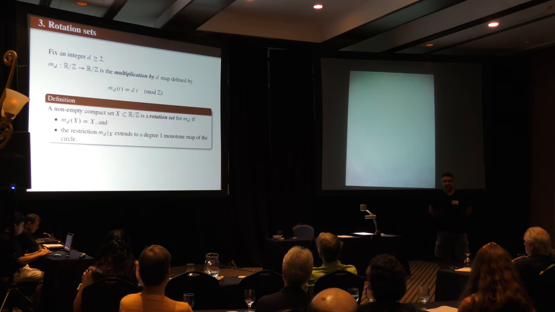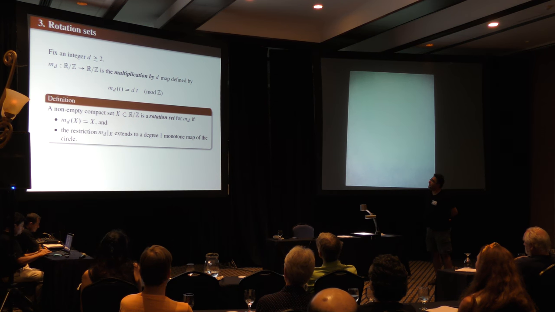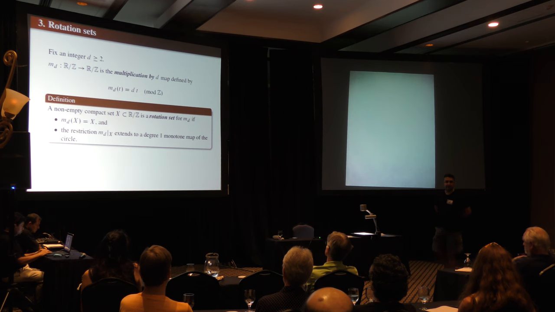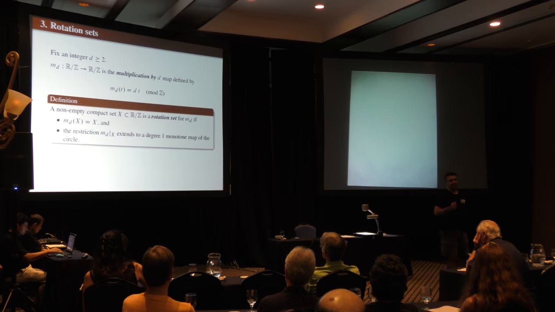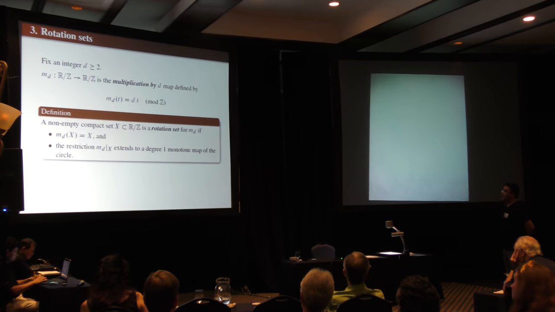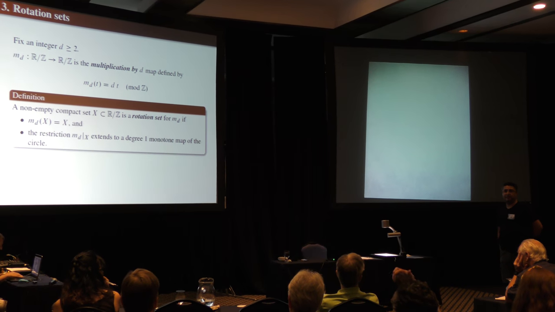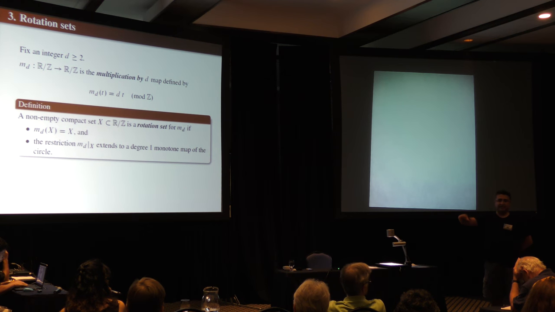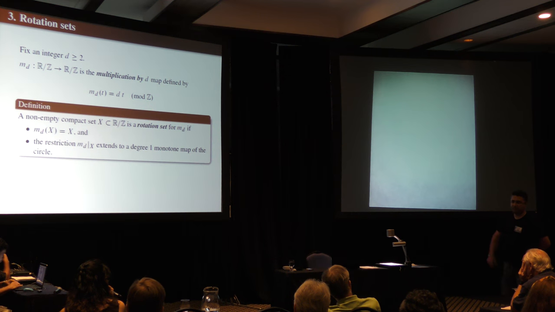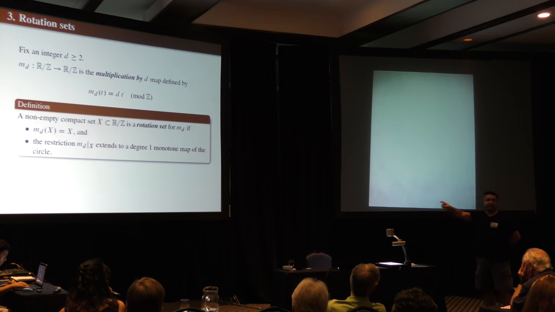And we have the definition of a rotation set. A rotation set is a compact non-empty subset of the circle which is invariant under multiplication by d, with the additional but important property that the restriction of M_d to this compact set can be extended to a degree one monotone map of the circle. So what this essentially means is that multiplication by d acts on the subset in an order preserving fashion. So if you take any triple in your set, its image under multiplication by d will have the same cyclic order, except that you allow pairs to become identical.